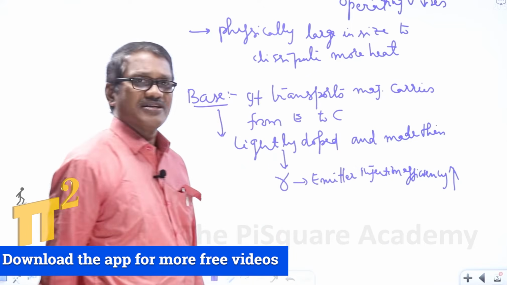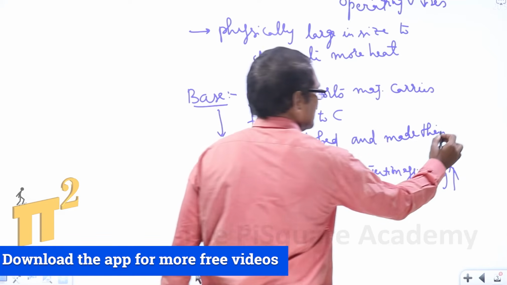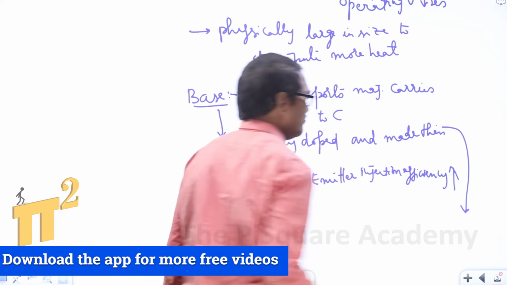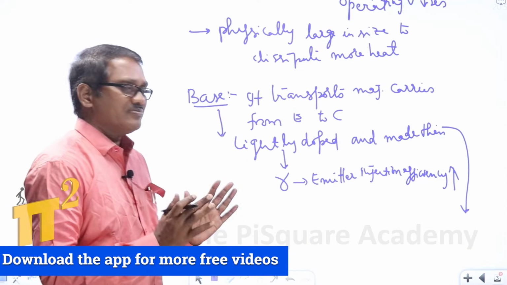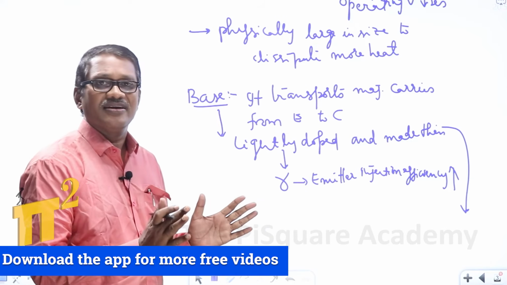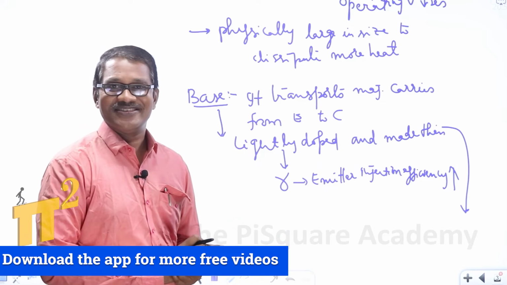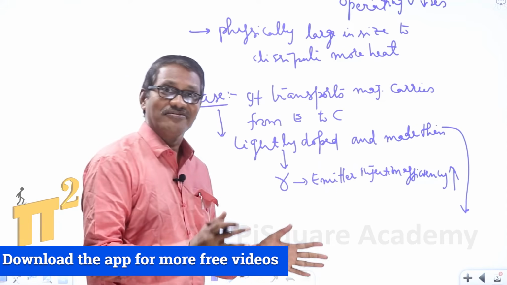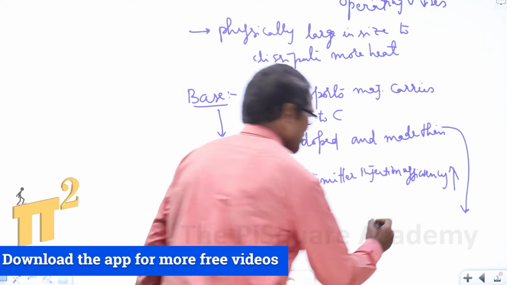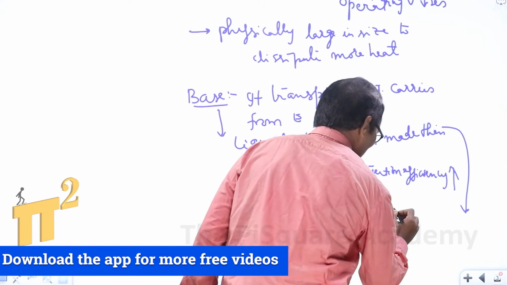Have you understood this? The base is made thin. So what is the advantage of that? It means it is made thin to reduce the rate of recombination, to decrease the rate of recombination. So these 2 points must be carefully observed.